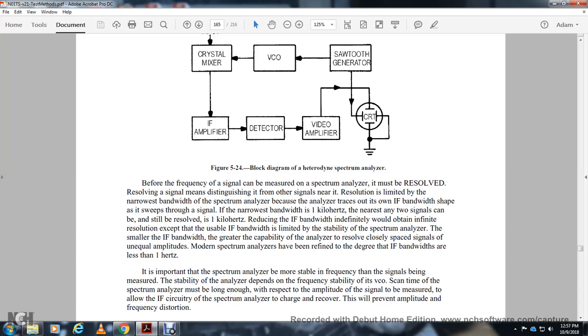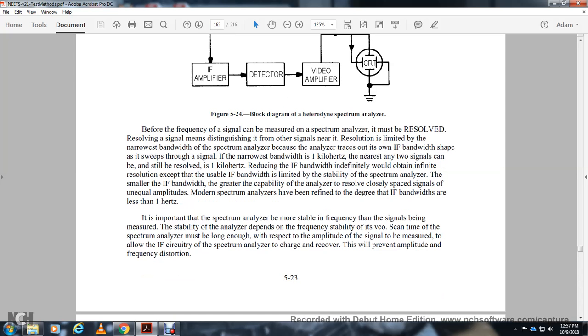Because the analyzer traces the shape of the intermediate frequency bandwidth, they also sweep through the signal, with the nearest bandwidth of 1 kHz to the two signals. Producing an infinitely narrow intermediate frequency bandwidth would in principle give infinite resolution, except that the usable intermediate frequency bandwidth is limited by the stability of the spectrum analyzer. The smaller the intermediate frequency bandwidth, the greater the capability of the analyzer to resolve closely spaced signals of unequal amplitude. Modern spectrum analyzers have been refined so that the intermediate frequency bandwidth is less than 1 Hz.